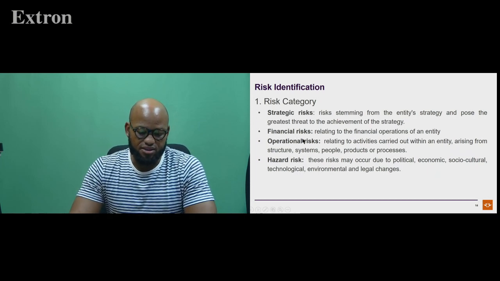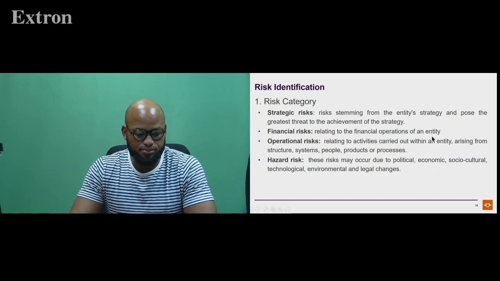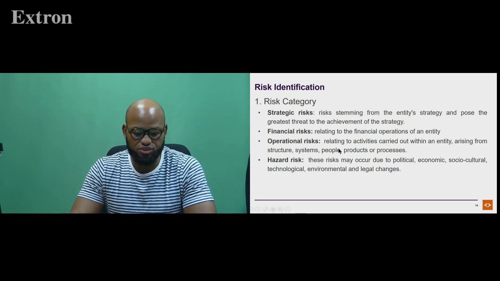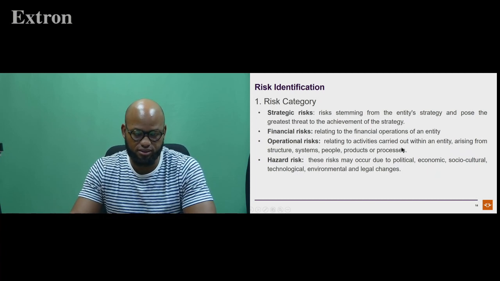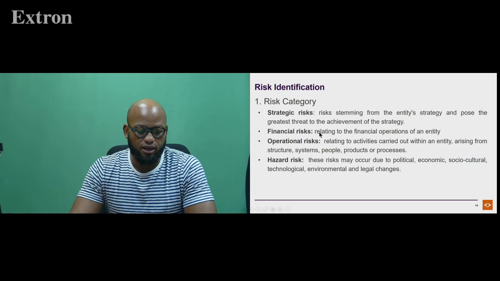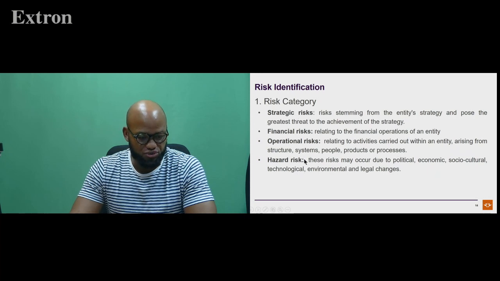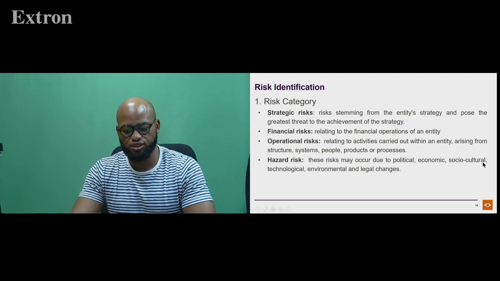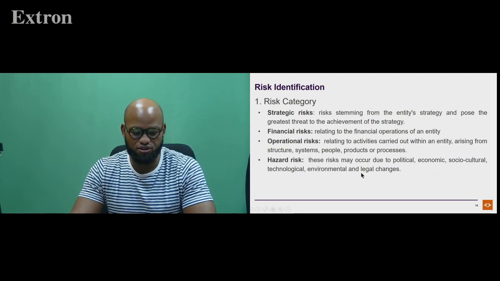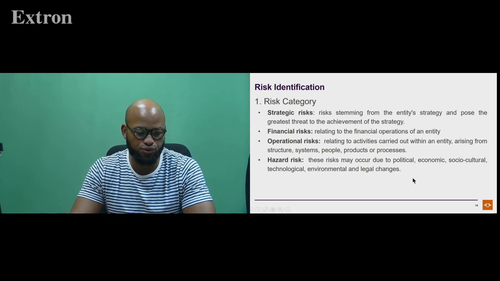Financial risks is the other bucket. They relate to the financial operations of the entity. Operational risks are risks relating to activities which we carry out within the entity. I'll give you an example of each risk just now. Let's just define them. Hazard risks are risks that may occur due to political, economic, social, cultural, technological, environmental, and legal changes. Okay, so let's go through an example of each.